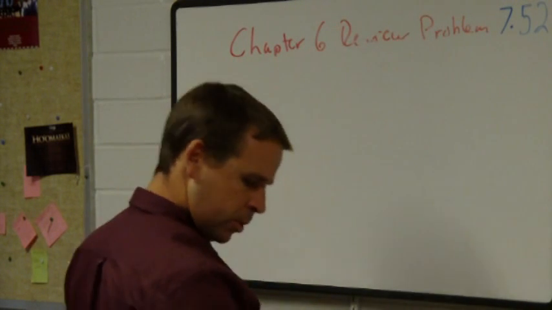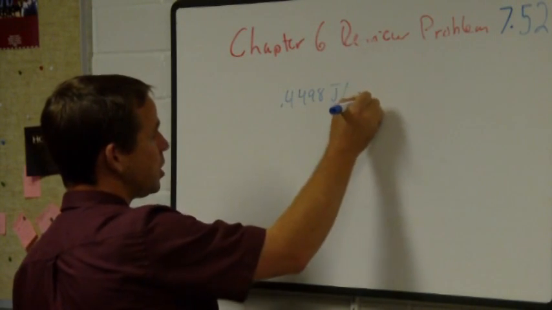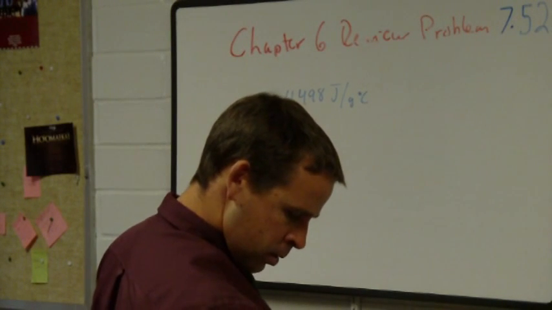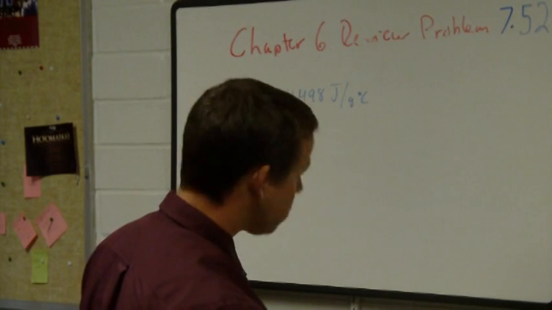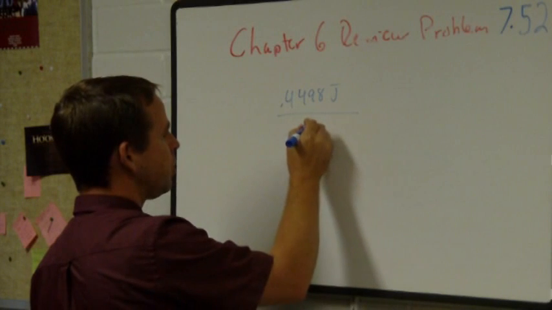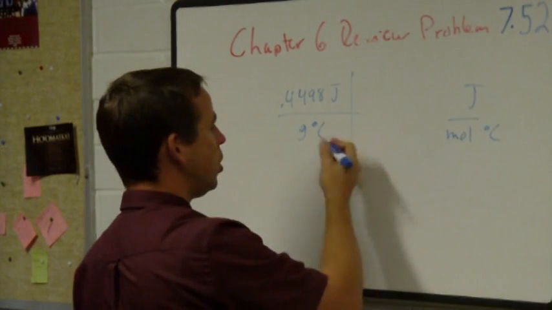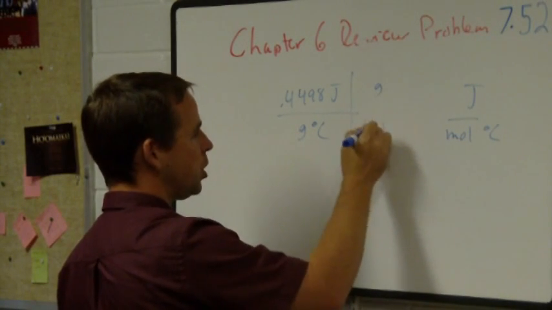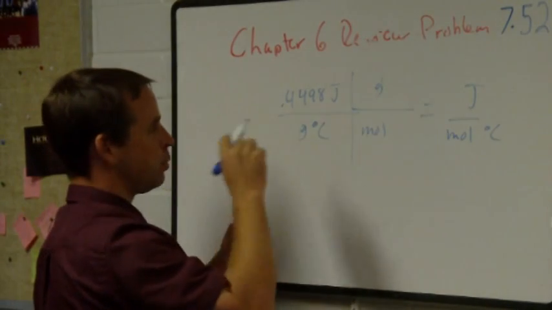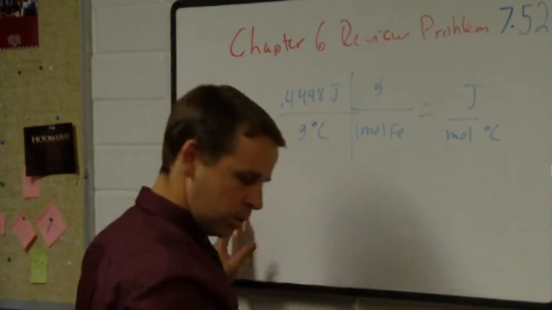The specific heat is 0.4498 joules per gram degree Celsius, and we want the molar heat capacity in joules per mole degree Celsius. I'll set this up with joules per gram degrees Celsius, and we want joules per mole degrees Celsius. So we want grams on top and moles on the bottom so that grams cancel. We just need our grams per mole of iron. For every 1 mole of iron, how many grams is that?